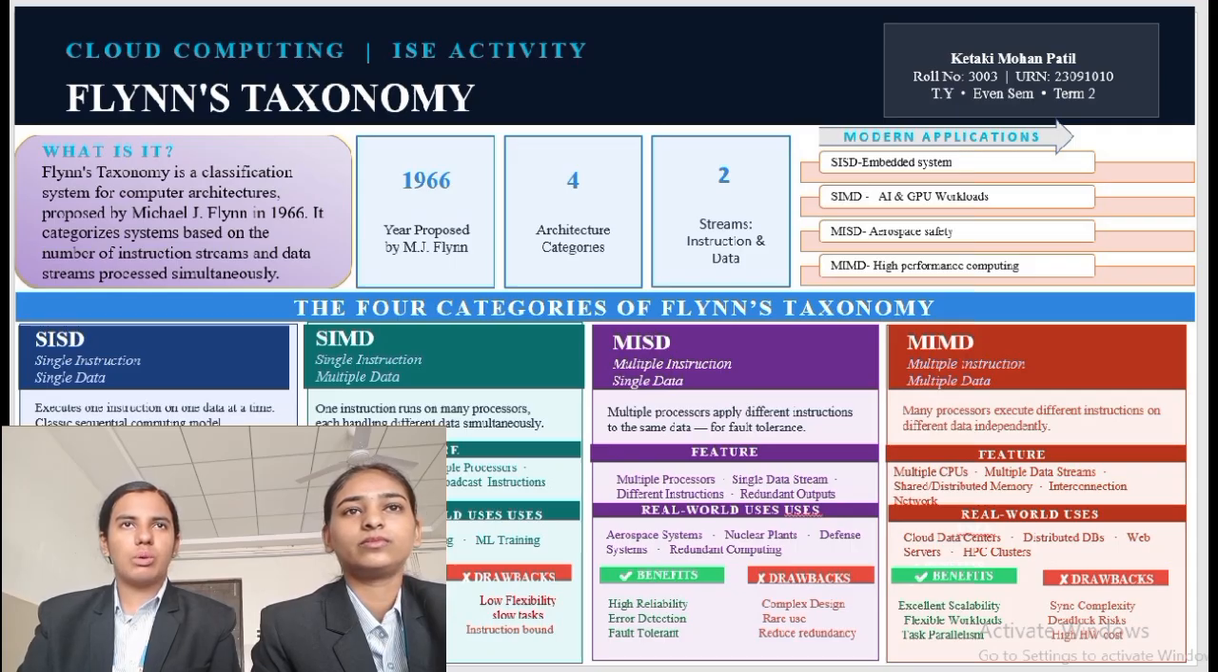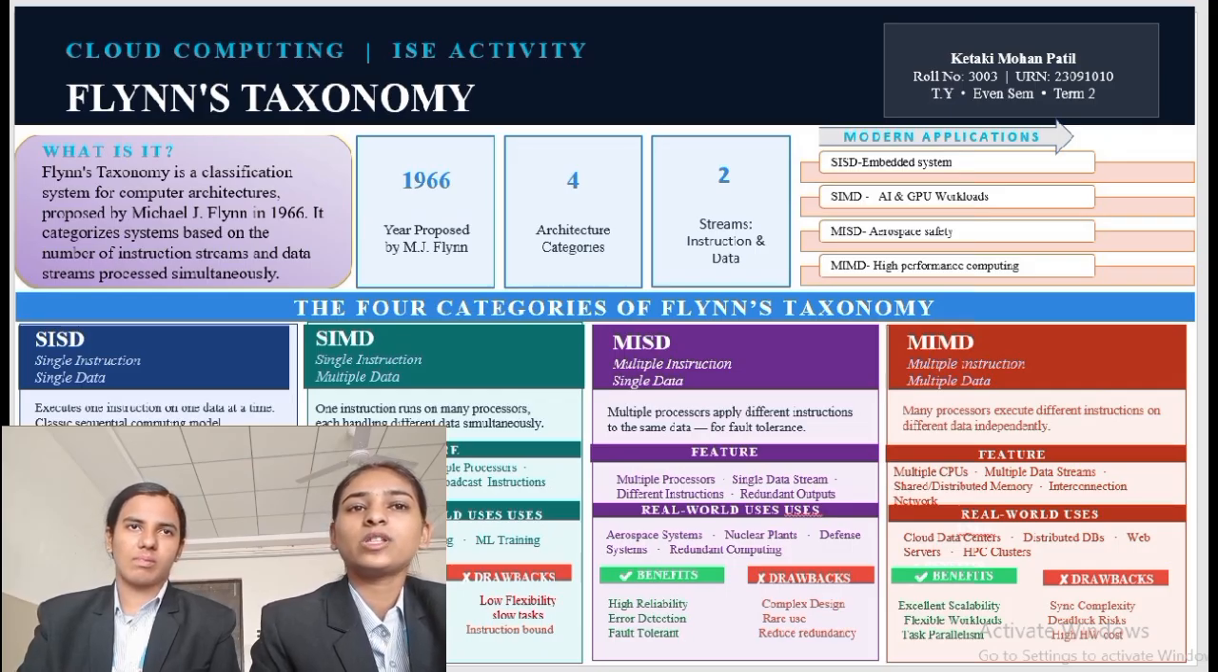So where do we use this Flynn taxonomy today? Basically, Flynn taxonomy is used in various areas of day-to-day life. In cloud computing, a server handles multiple users and their requests, providing services to the users at the same time. Then in artificial intelligence, supercomputers as well, and big data systems for processing and checking the accuracy of the data by using different algorithms.